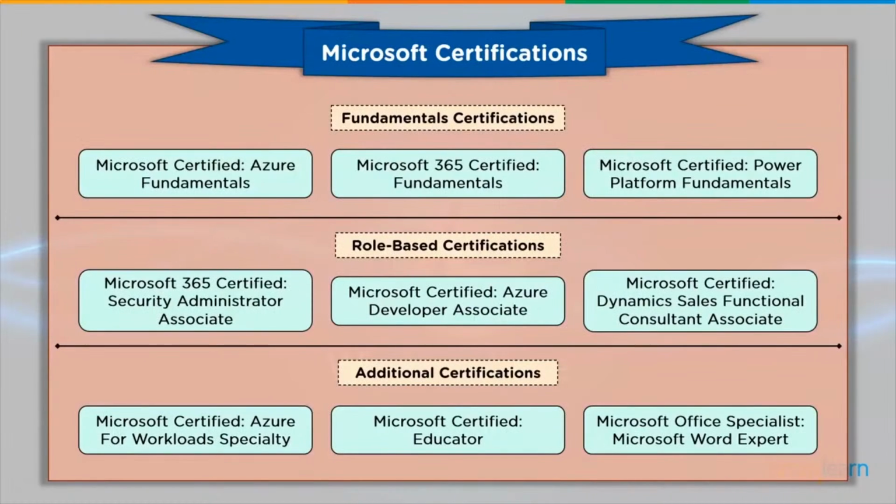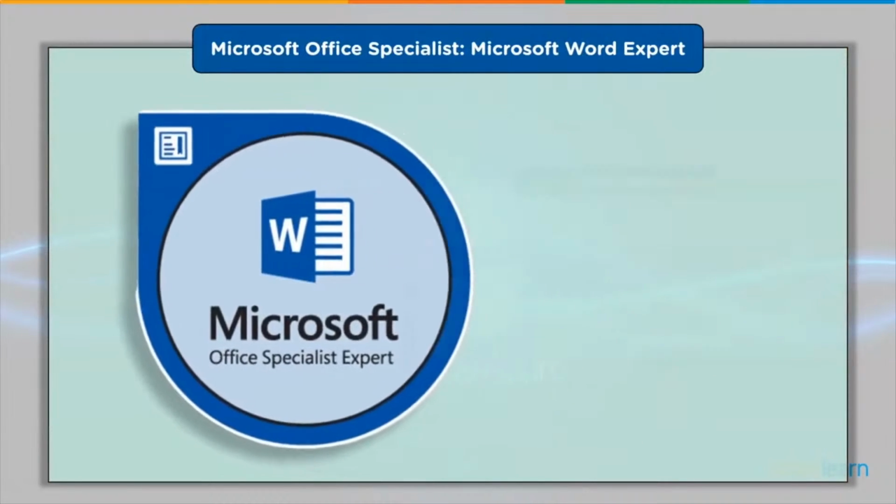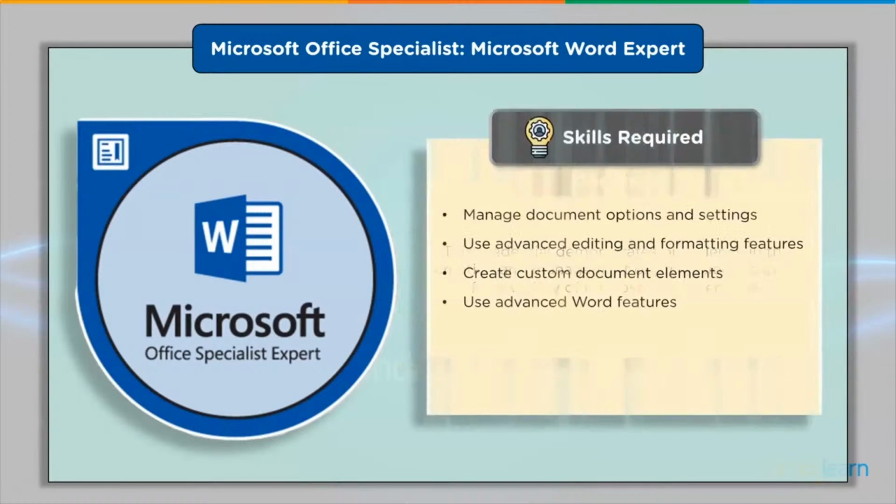Now comes the last but not the least one in this category, and it is Microsoft Office Specialist Microsoft Word Expert. Earn the Microsoft Office Specialist Word Expert certification to show that you have the skills needed to get the most out of Word. This credential demonstrates proficiency in the creation and management of professional papers for a variety of purposes and scenarios. The skills essential to gain this certification are manage document options and settings, use of advanced editing and formatting features, creating custom document elements, and use advanced Word features.